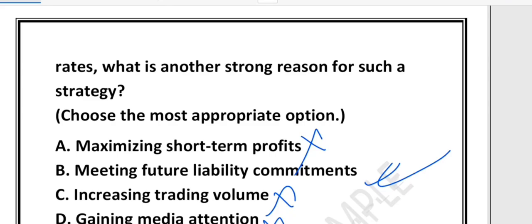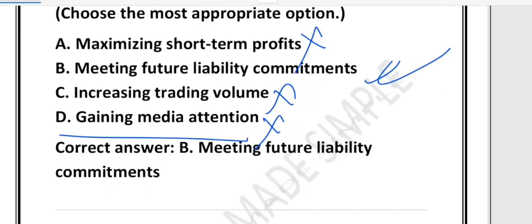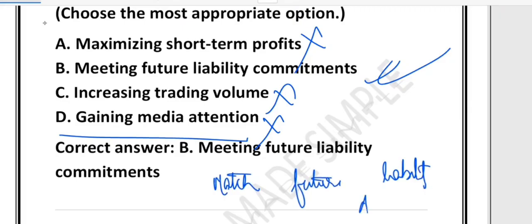Media attention is not a legitimate investment rationale. So the correct answer to this question is option B. Please remember, the primary reason is matching the future liability. Matching the future liability, that is our ALM.